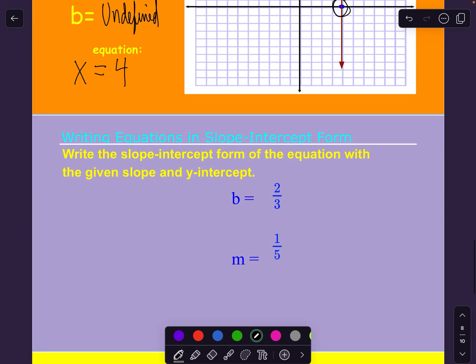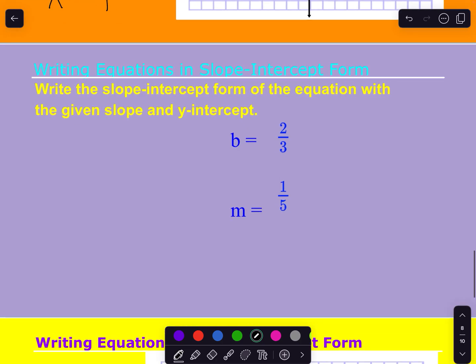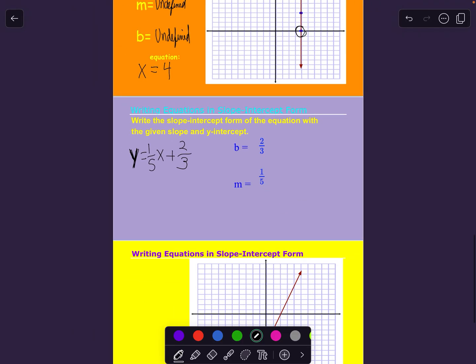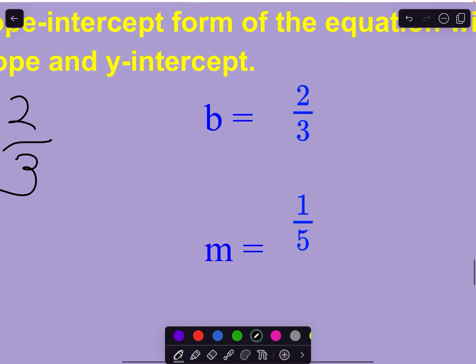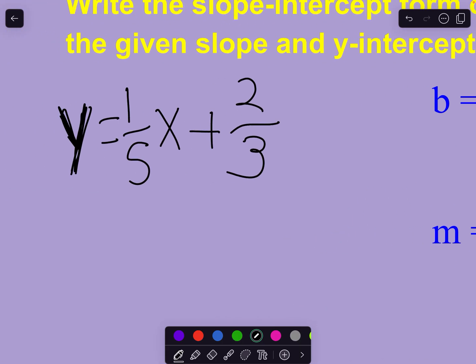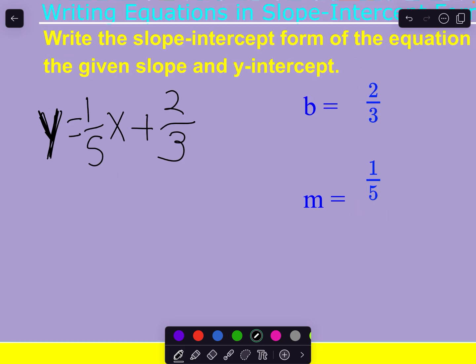Okay, 2 pages and we'll wrap it up here. So this one says, write the slope-intercept form of an equation with the given slope and y-intercept. Real easy, right? We say y equals m is 1/5, x plus b is 2/3. So this is just y equals 1/5 x plus 2/3. Just plug them in, right? If b is negative, by the way, if this was negative 2/3, you just say 1/5 x minus 2/3. That's the only difference.